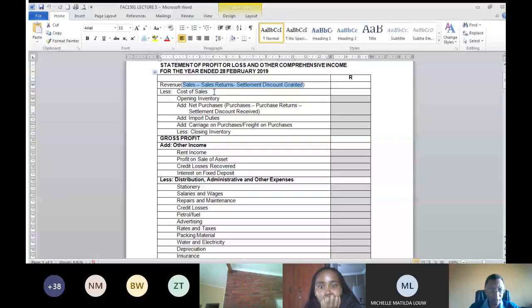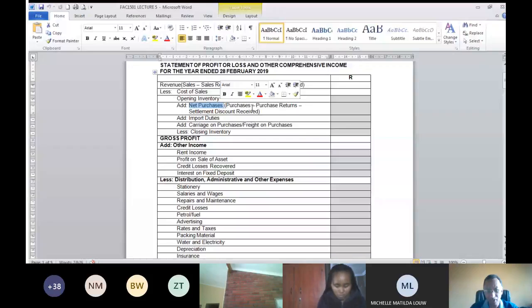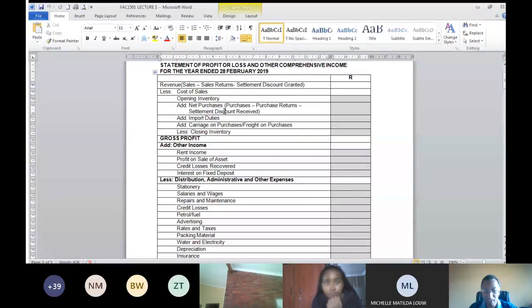You subtract your cost of sales, and cost of sales is a calculation. This is a calculation, guys, that you must know. So when we speak about the cost of sales calculation, cost of sales is equal to the opening inventory plus your purchases. But when we speak about purchases, we are looking for the net purchases. And net purchases is the purchases minus the purchases returns minus settlement discount received. Remember, settlement discount received must be subtracted from purchases.